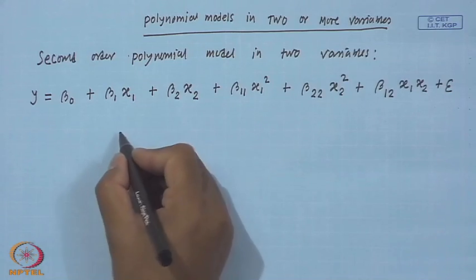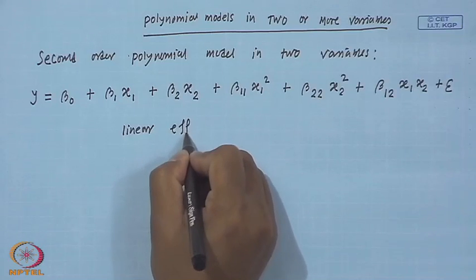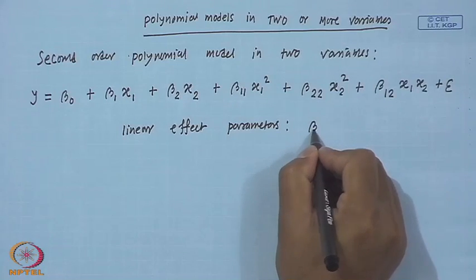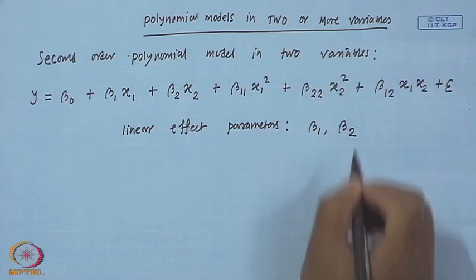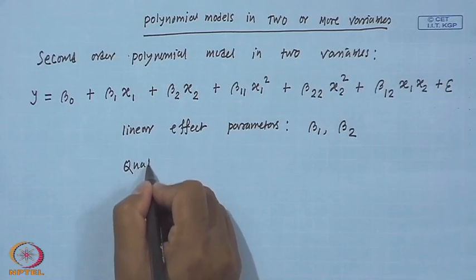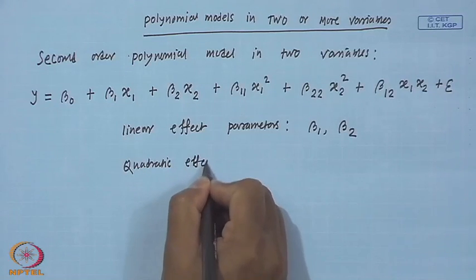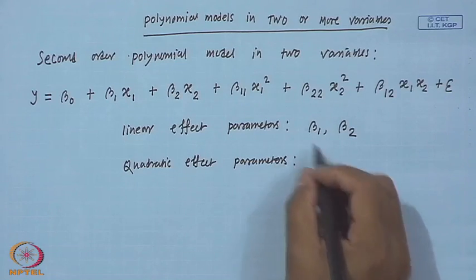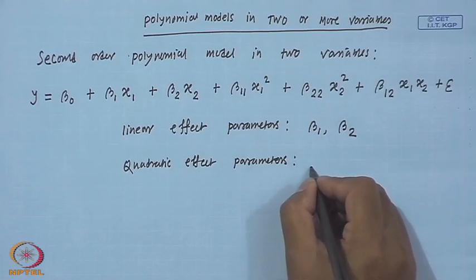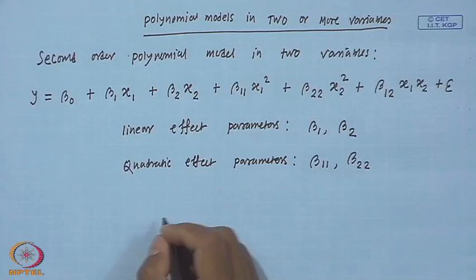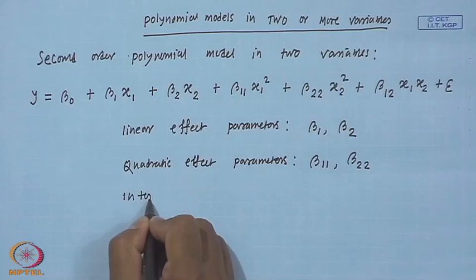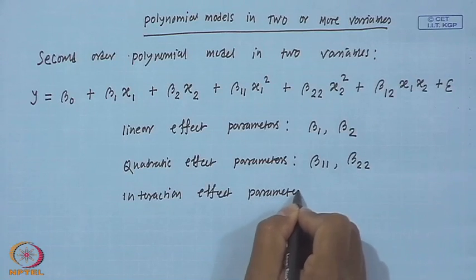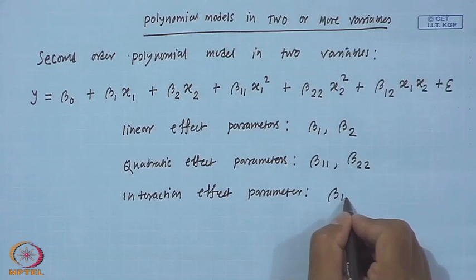Here the linear effect parameters are beta 1 and beta 2, and then the quadratic effect parameters are beta 1 1 and beta 2 2, and then the interaction effect parameter is beta 1 2.